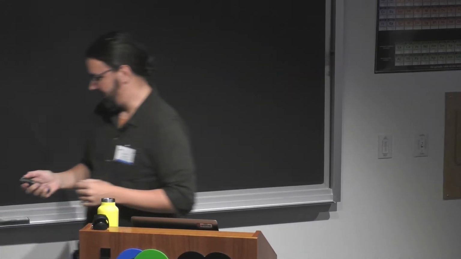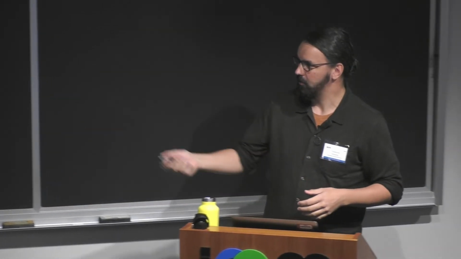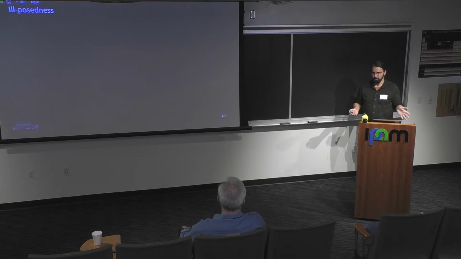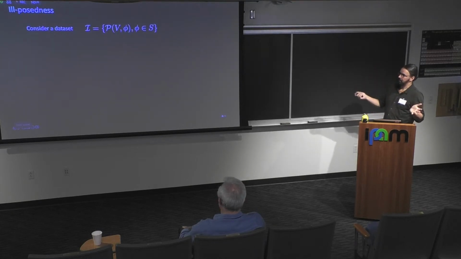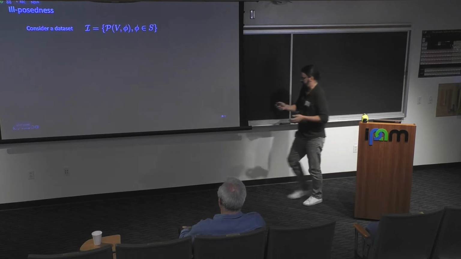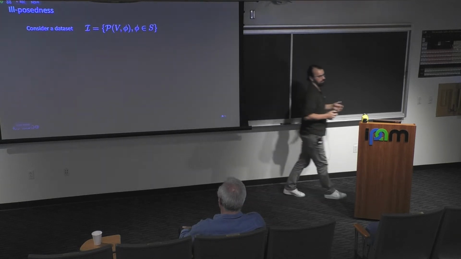So that's the idea. The problem is, if you do that, it doesn't work, and that's exactly what I want to talk about. The reason it doesn't work is that the problem is ill-posed, in the sense that I'm going to explain. So let's call our data set this way. It means we have an ensemble of images that come from a volume we don't know, and an ensemble of poses phi.